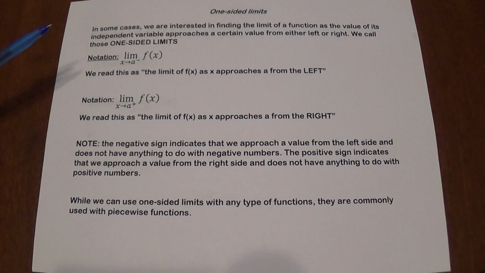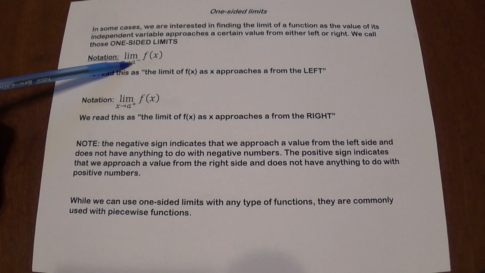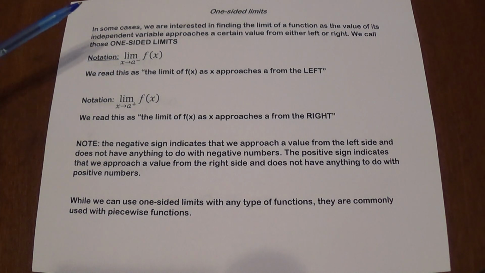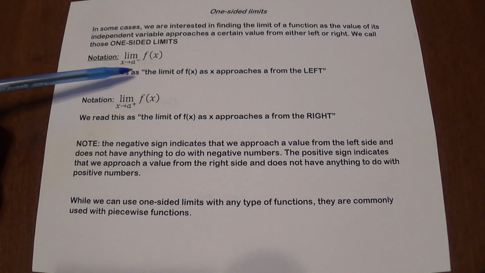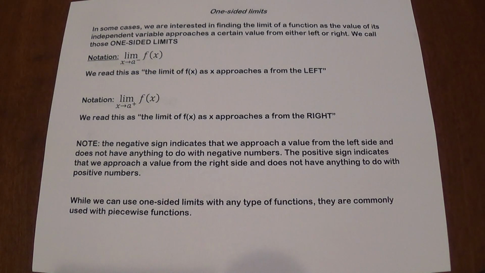First of all, the notation that we use. In this notation, you can probably see that a has a little minus sign written slightly above it in superscript. This is what we call the left-hand limit, and we read it as the limit of f of x as x approaches a from the left. And this notation with a little plus, we read as the limit of f of x as x approaches a from the right.